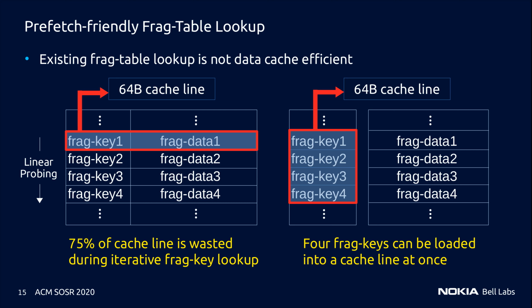We address this problem by partitioning the frag table into 2 regions, one for frag keys and the other for frag data. And we allocate the frag key array in a contiguous memory region so that we only need to load frag keys into the data cache during frag key lookup. And also we can load multiple frag keys into a single cache line at once.